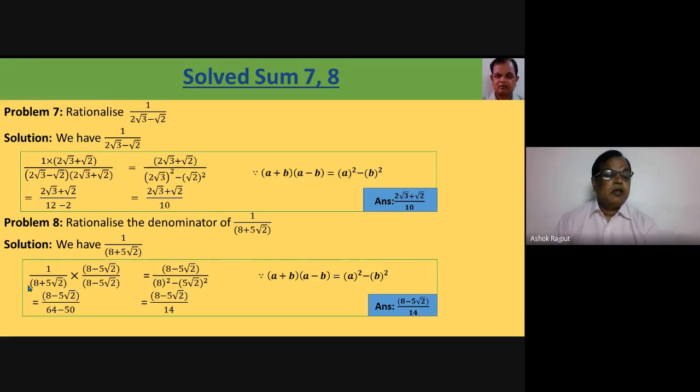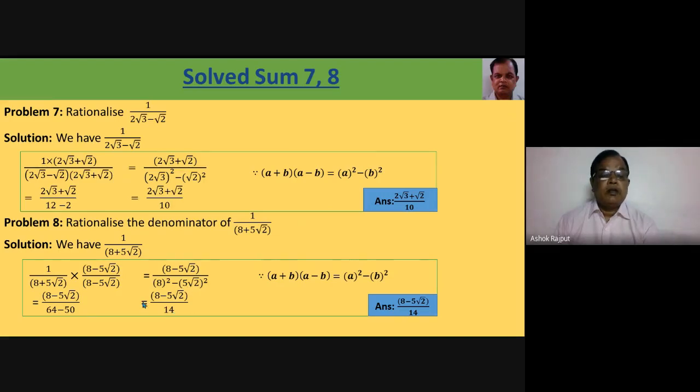And we are seeing it is a plus b, it is a minus b, so we can use this identity. It is very helpful and very simple also, because here we will square only the first term, put the minus sign, and square the next term. As we have multiplied by 1, we retain the same. Then the square of 8 is 64, the square of 5 root 2 is 50. Then we find the difference of 64 and 50, and the denominator is 14.